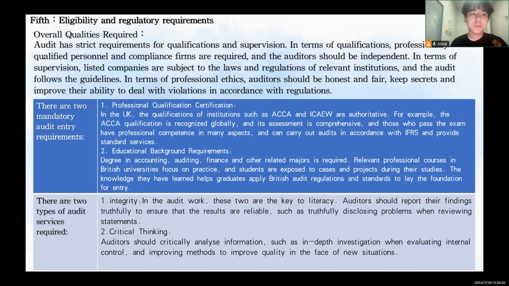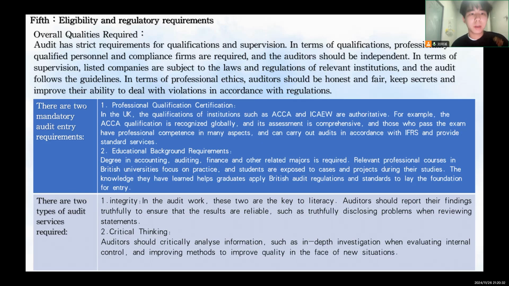And the fifth is the auditing qualifications and the regulatory requirements. Overall, the auditing has strict requirements for perfection and supervision. The team of required professionals and compliance, and the auditors should maintain development in the aspect of separation.